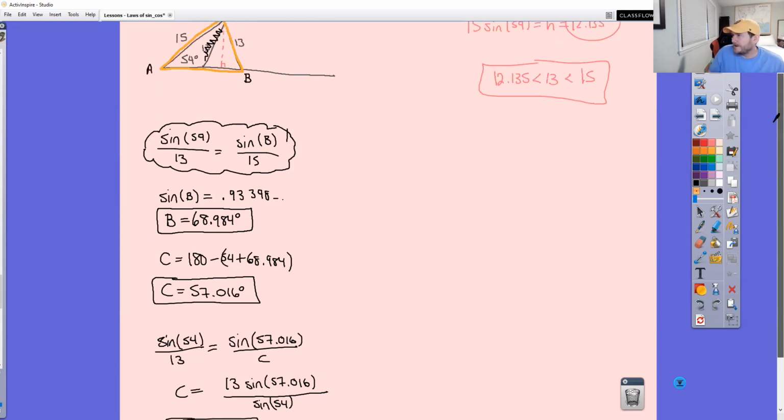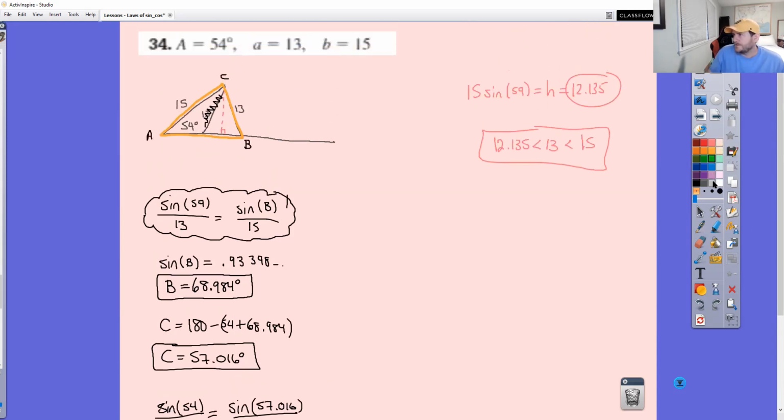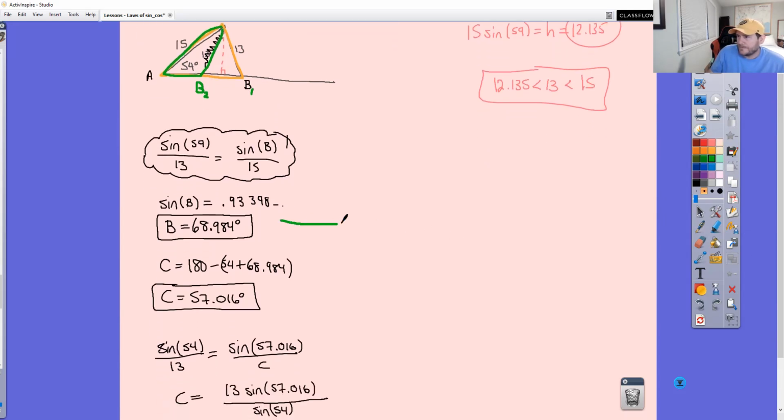Now again, looking at our diagram, if we want to work our way over into solution 2, which is going to be this triangle, then we know that our new angle B, B2, is going to be the supplement of B1, right? So that's our little trick again, is we can find the second angle B by subtracting from 180.